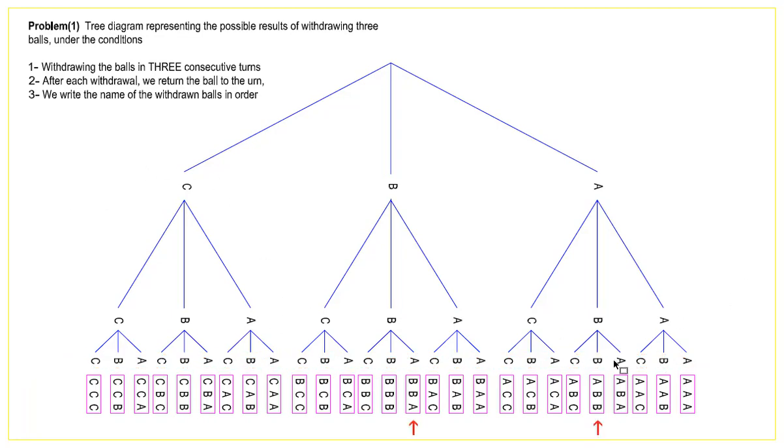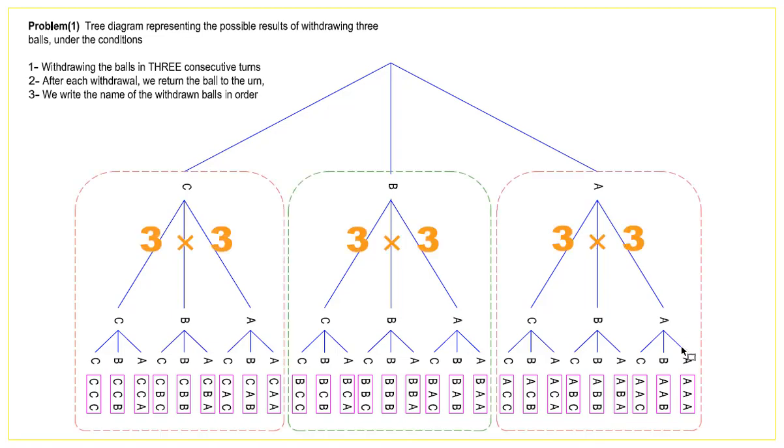But we have to keep in mind that the sequence ABB is different from BBA, even though we have 2 B's in each and 1 A in each, and the reason is we focus on the order of events. Here we are withdrawing object A first, B second and B third, and here we are withdrawing B first, B second and A third. So these are 2 different events, and each one is going to be counted by itself.